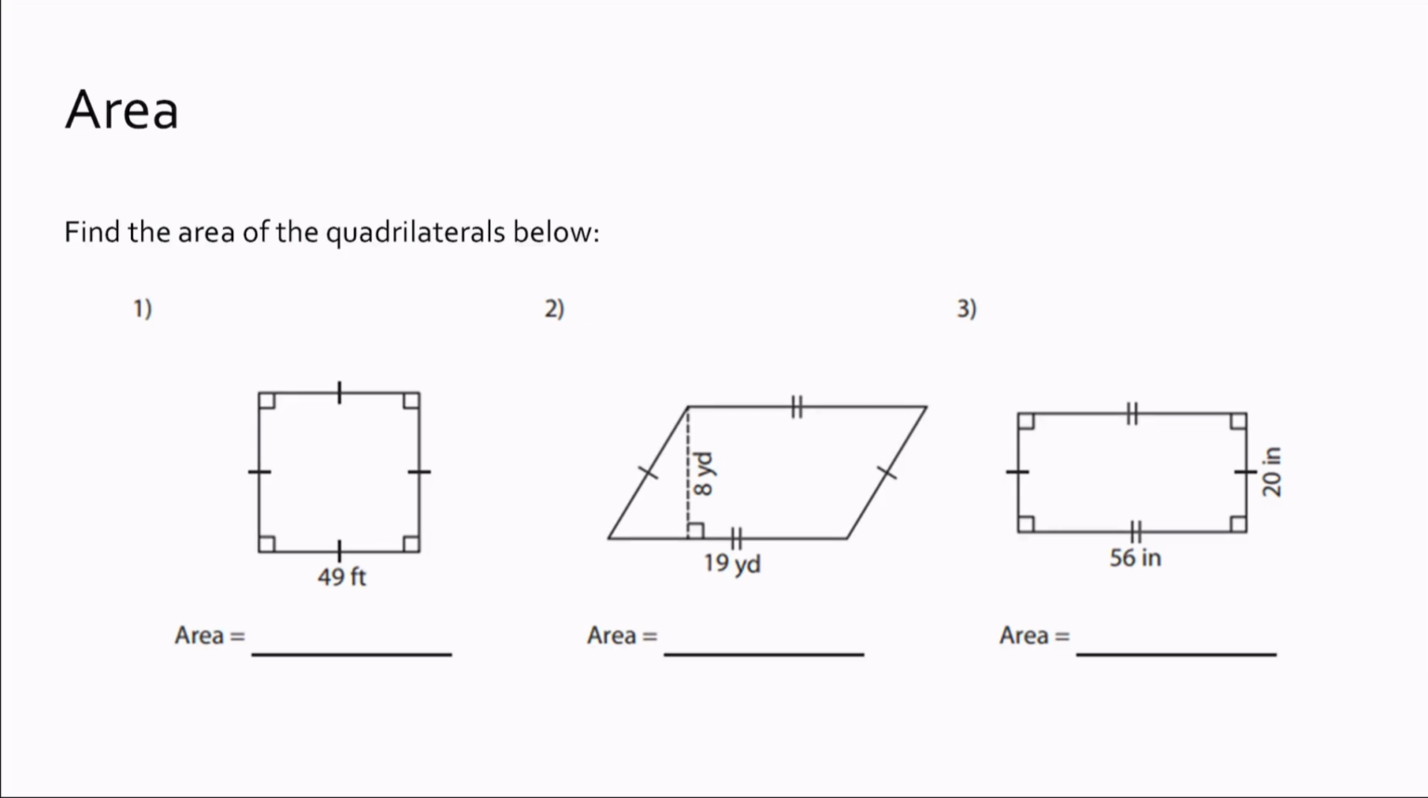Pause this video and try to find the area of the following shapes. All right, so this square, we have 49 times 49 is going to give us 2,401 square feet. And we want to make sure we're using our square units here, square feet.